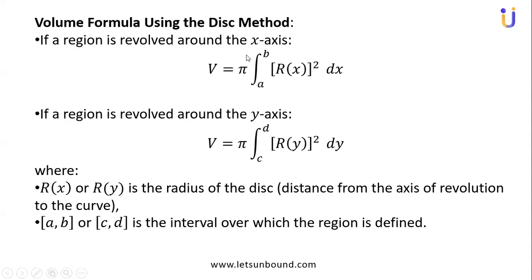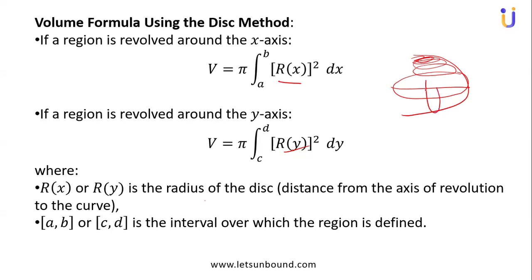Right? So if a region is revolved around the x-axis, it's pi integral from a to b of r of x the whole square dx. If it's around the y-axis, c to d of r of y, it should be a function of y. Here I'm mentioning a region around the x-axis, a region around the y-axis. And r of x is the radius of the disk. So the radius will be changing, right? So if you have something like this, first the radius will be this big, and when you're moving it, it might go smaller. So it's the radius of the disk, that is the distance from the axis of revolution.